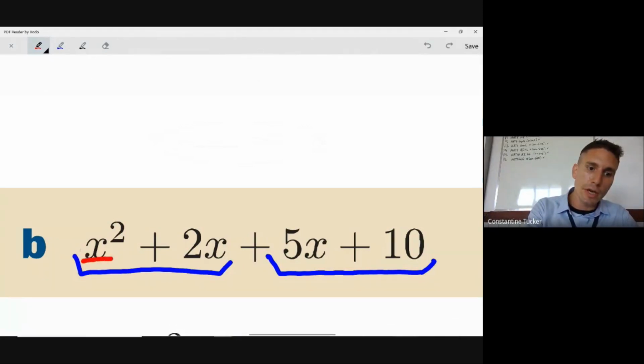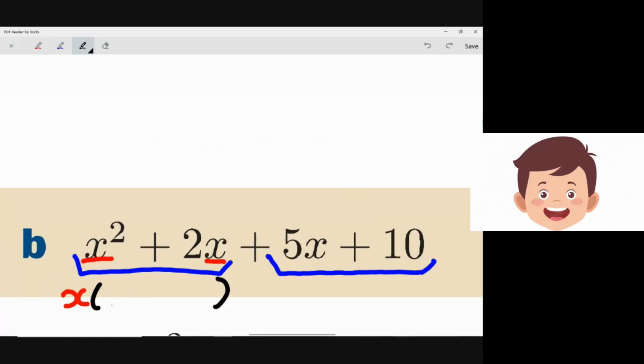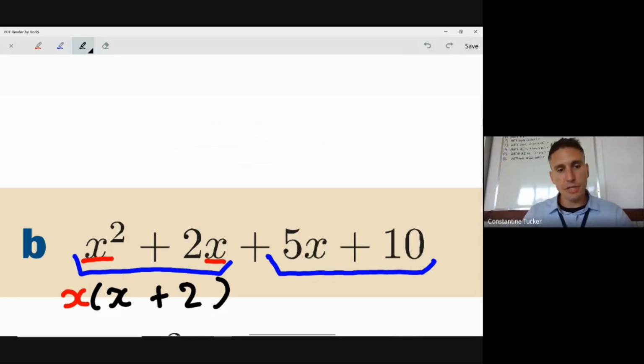Now, x squared and x have a common factor of x because this is x times x. That's what x squared means. And then the x is here. So we can take the x out as our common factor and then open the brackets to write down inside the brackets what we are left with. So x times what would give us x squared? X. So x plus 2, because x times x would give us x squared, and then x times 2 would give us 2x. Perfect. So that has been factorized now.